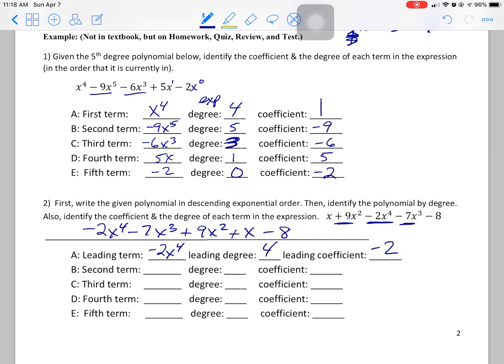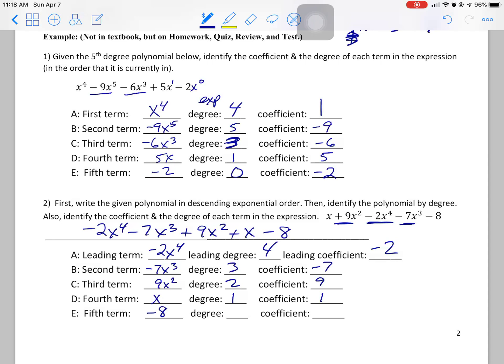All right, so that's where you're going to see. You're not going to see the 1s and the 0s, but they're there. So the second term is negative 7x^3, which makes that a 3, which makes that a negative 7. Third term is 9. I'll slow down. 9. Okay. Fourth term is just an x. It has a degree of 1. It has a numerical coefficient of 1. You just don't see it.